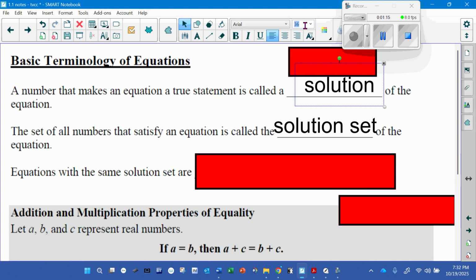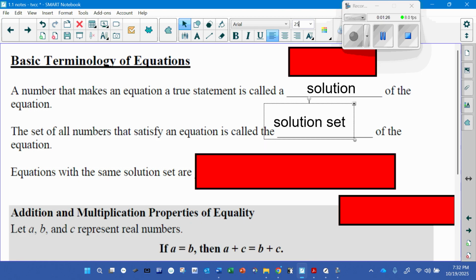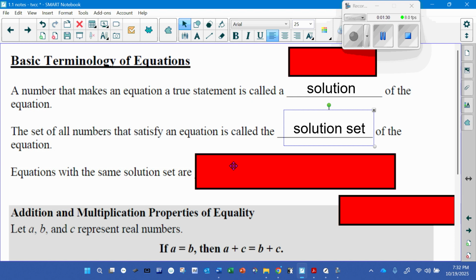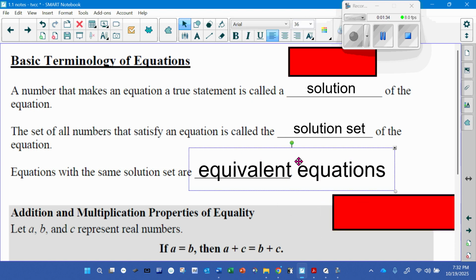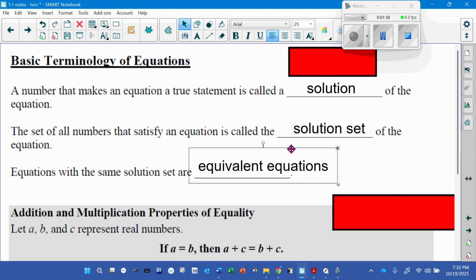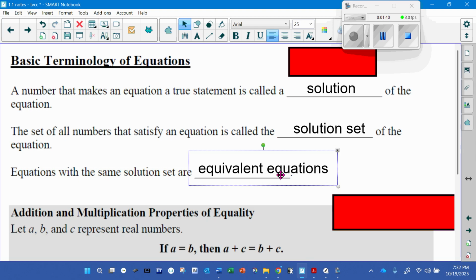And these turned out much larger than I expected. And then our solution set, let's make this a size that will actually fit. And then equations with the same solution set are equivalent equations. So give you guys a minute to get that all written down.